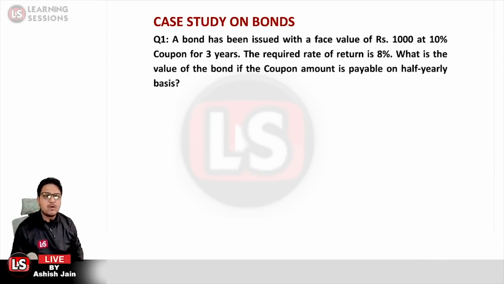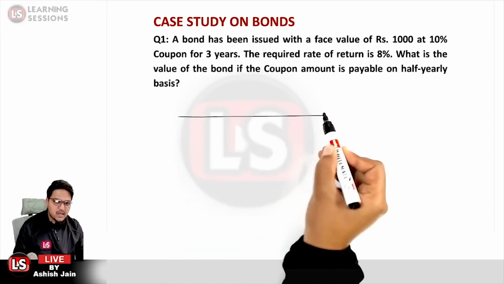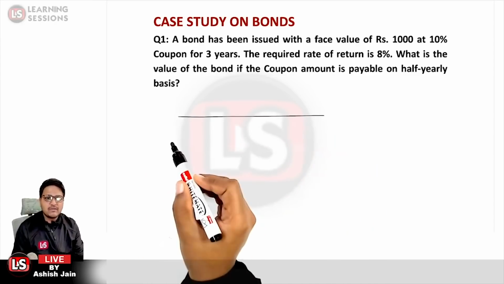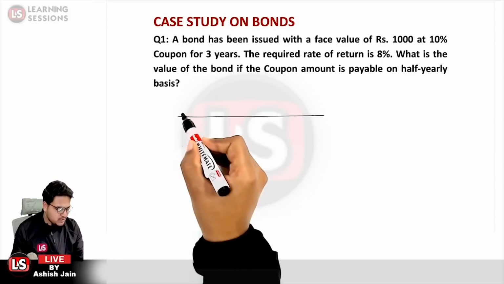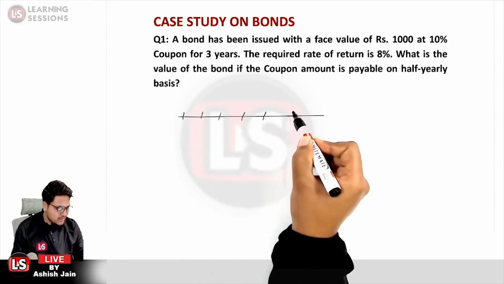If the coupon amount is payable on a half yearly basis, then we need to calculate the present value of the bond. So here is a concept to make you understand: we have a bond which has a maturity of 3 years, but the coupon is being paid half yearly. So there will be 6 half years in 3 years.